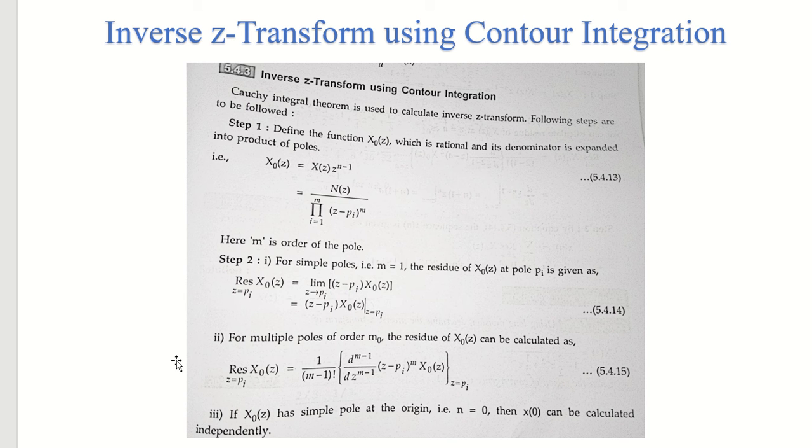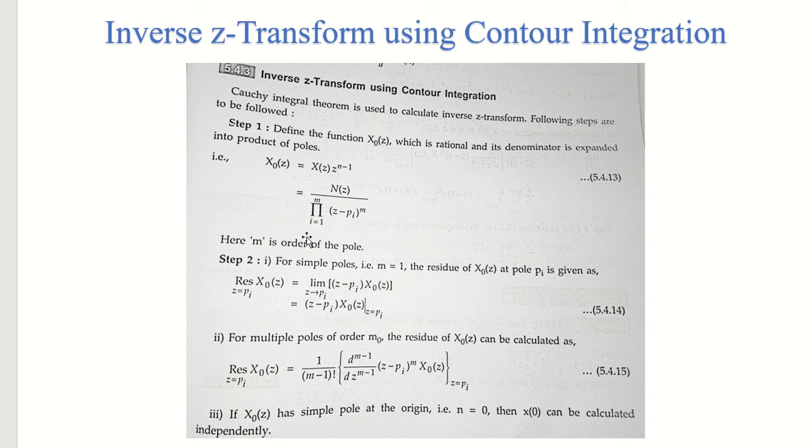So first, you have to define the function x0 of z, because we have to find the inverse Z transform. Initially you will have the Z transform value, and you have to expand the denominator into the product of the number of poles. How? This way: x of z into z raised to n minus 1 can also be written as N of z divided by the product from i equals 1 to m of (z minus pi) raised to m, and m will be the order of my pole, right?